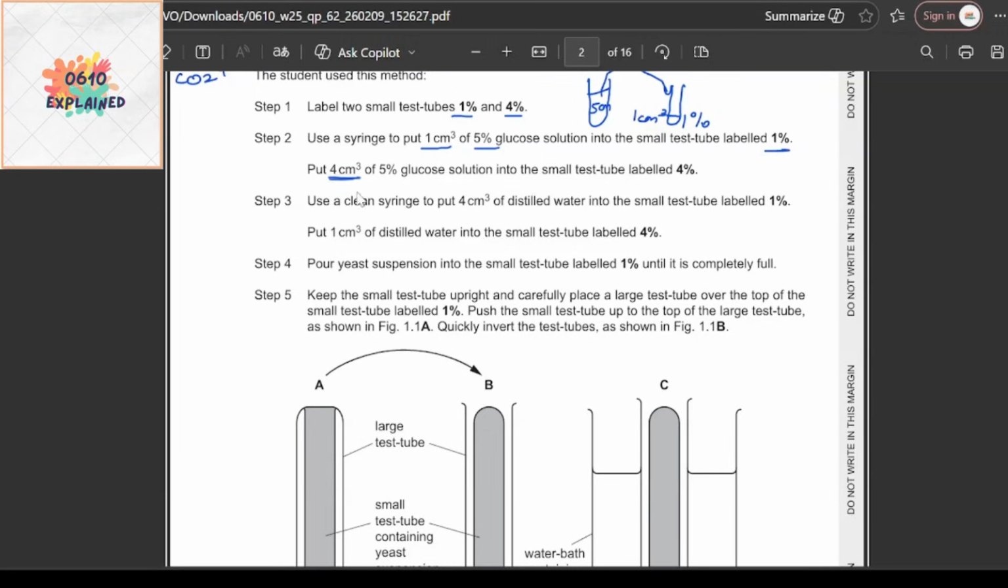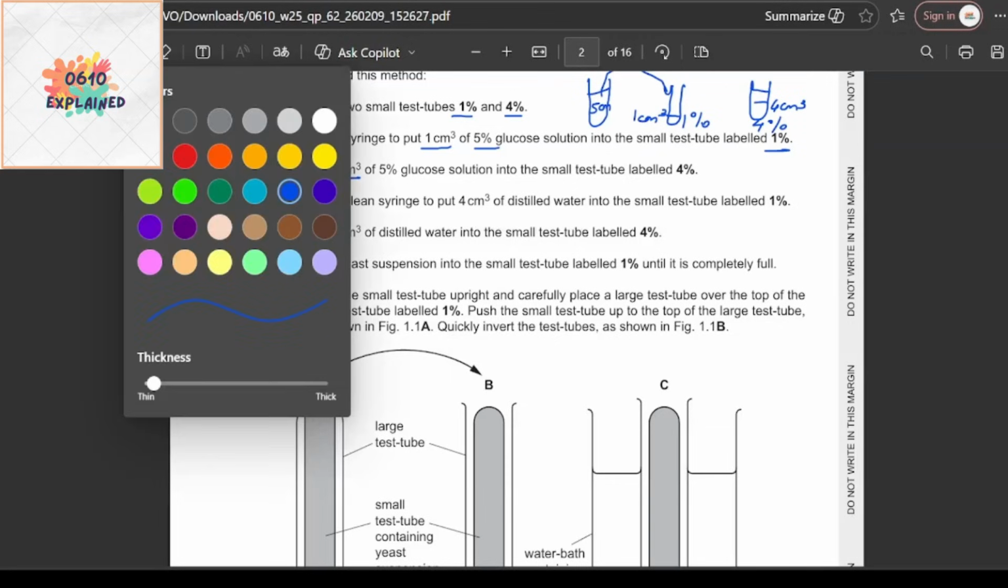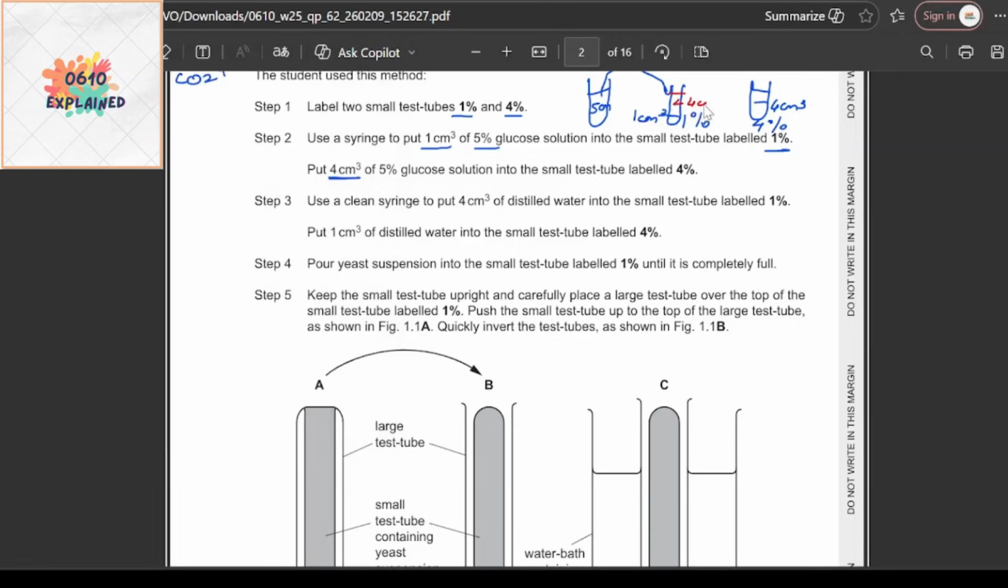Put 4 cm cube of 5% glucose solution in the test tube labeled 4%. So the remaining 4 cm cube they have added in the test tube which they had labeled as 4%. Use a clean syringe to put 4 cm cube of distilled water in the test tube labeled 1%. So now they are adding 4 cm cube of water, which will add up to the total: 1 plus 4 is 5 cm cube altogether.